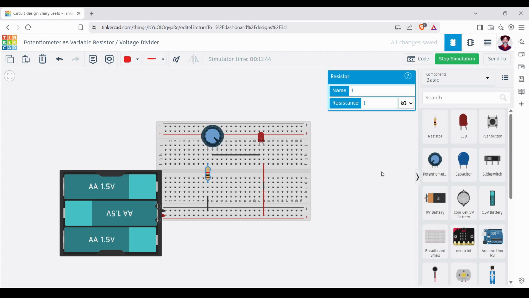I hope this is clear to you. Please give me the answer to the question: why did we actually put this resistance here? What happens if I don't put this resistance?